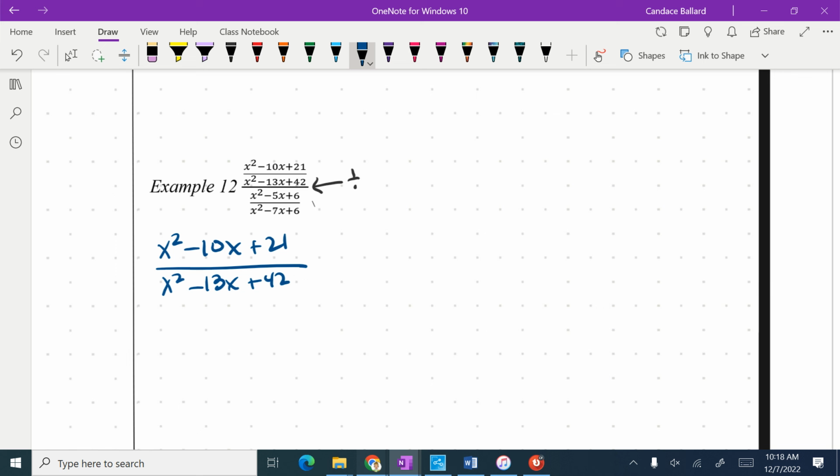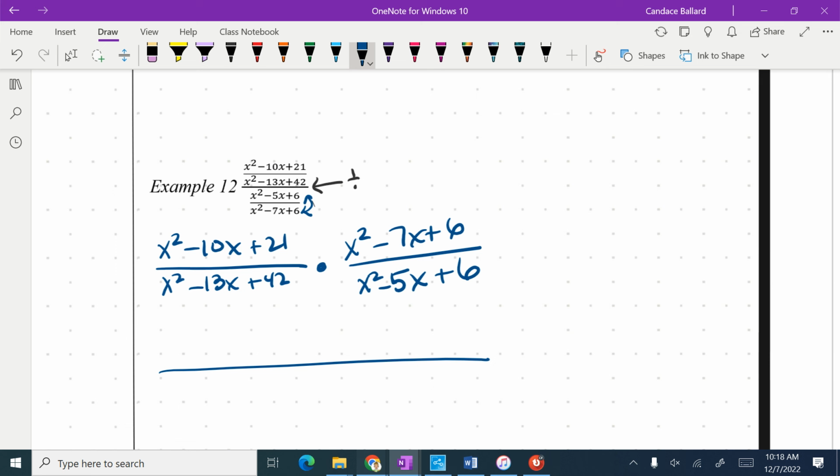When I have the division, what operation do I have to switch to? Multiplication, and then what do I do with this denominator fraction? Flip it. So I'm going to go x squared minus 7x plus 6 over x squared minus 5x plus 6. From there, what do you think you're going to do 4 times? There's 4 magic x's. I'm going to let you do it. Everybody try it. You shouldn't need me for the rest of that problem.